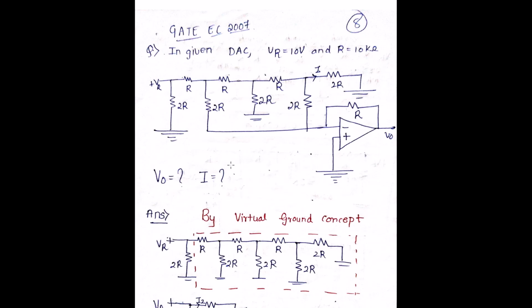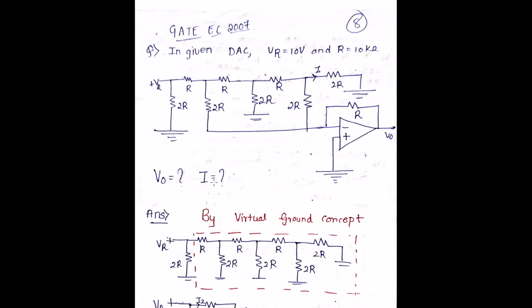So if you see, what did the question say? The question said, in the given DAC, the VR, or the reference voltage which is given over here, is 10 volts and the R is a 10k resistor. Find out the V out and the I.